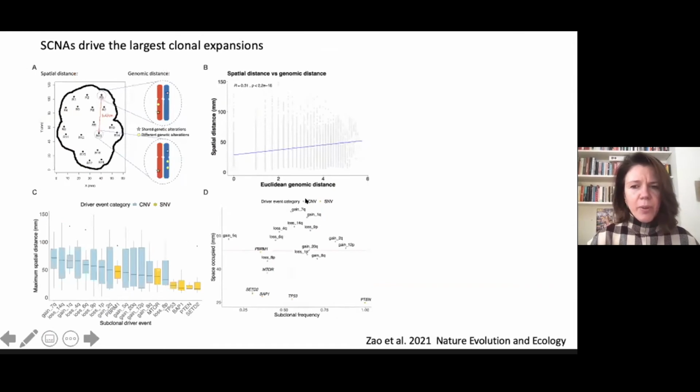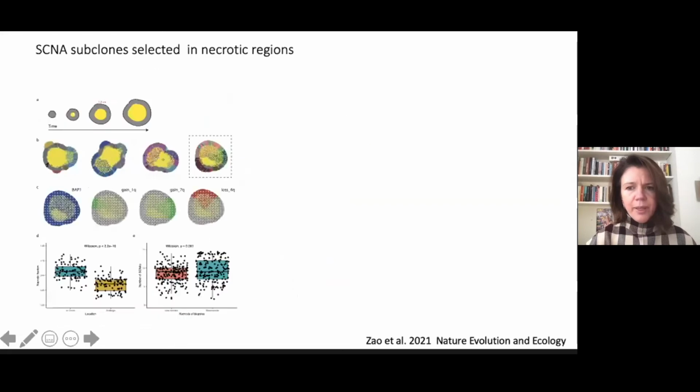Assessing the relationship between the spatial and the genetic distance, we find that the largest subclones were dominated by copy number alterations as opposed to driver mutations, suggesting that they have a very large selective advantage, even though copy number events tend to occur later in the evolutionary timeframe relative to mutations. And finally, when we modeled the selective pressure imposed by necrosis in these simulated tumors, we observed that presence of necrosis facilitates expansion of copy number alteration driven clones.